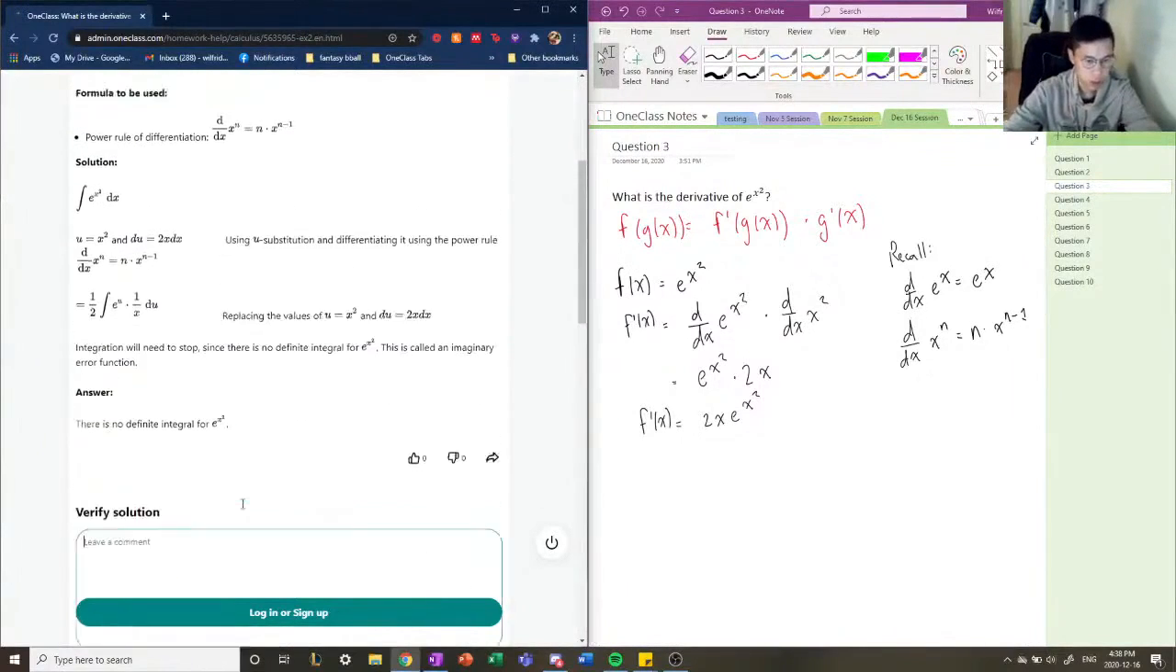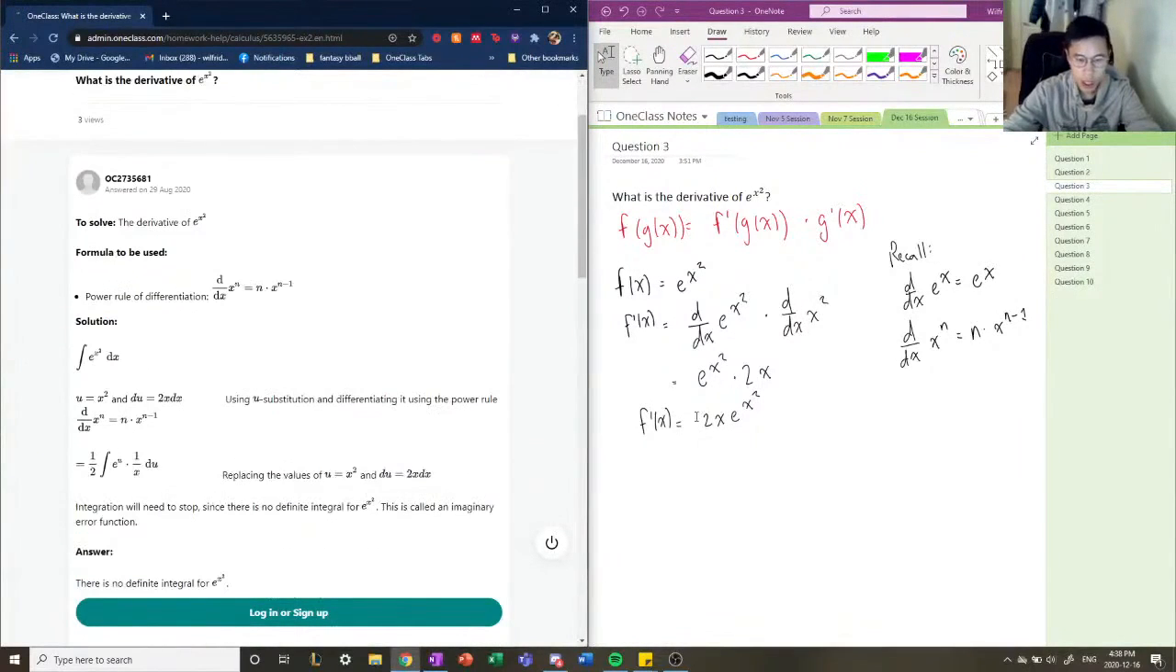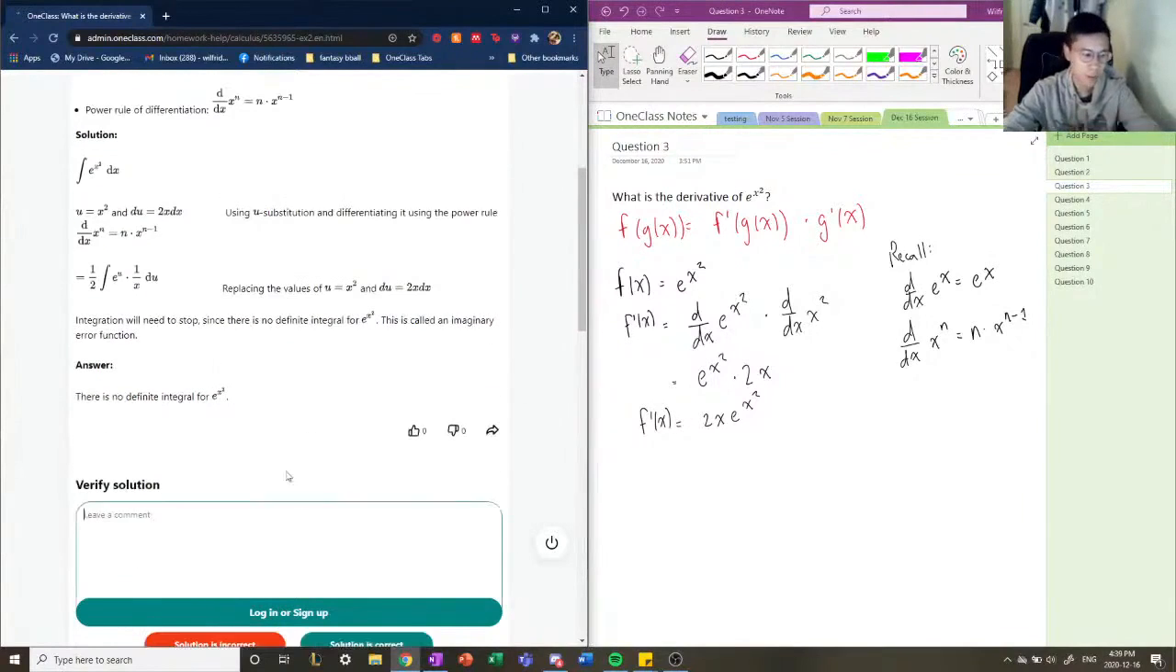So this solution is wrong because they instead wanted to calculate the integral, but this is how you would calculate the derivative of e to the power of x squared using the chain rule, the derivative of e to the x, and the power rule for differentiation. So this solution is incorrect.